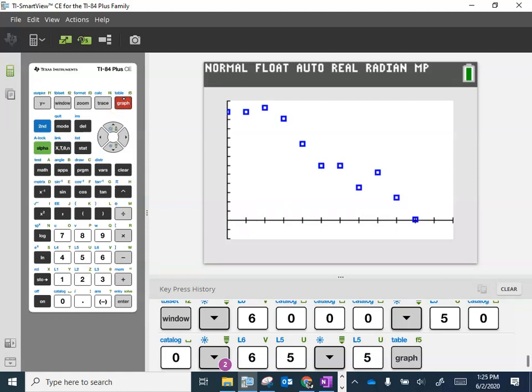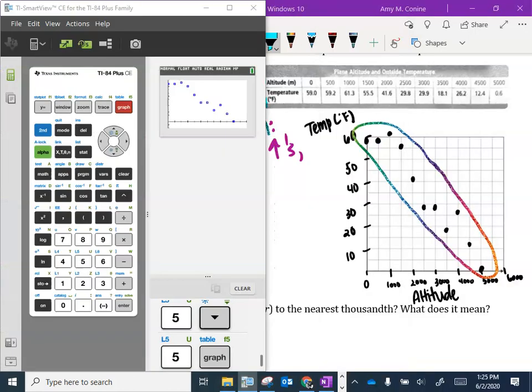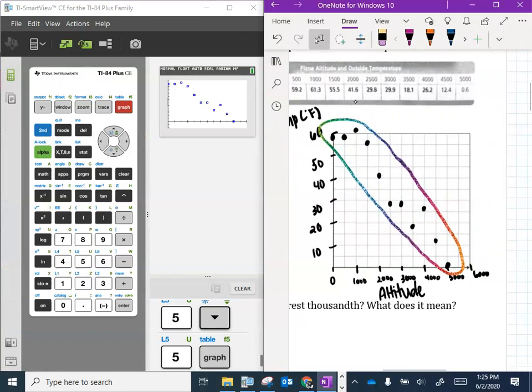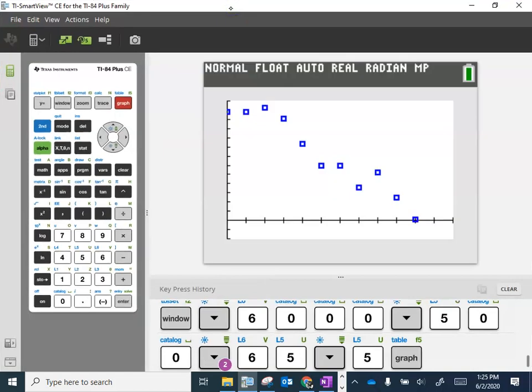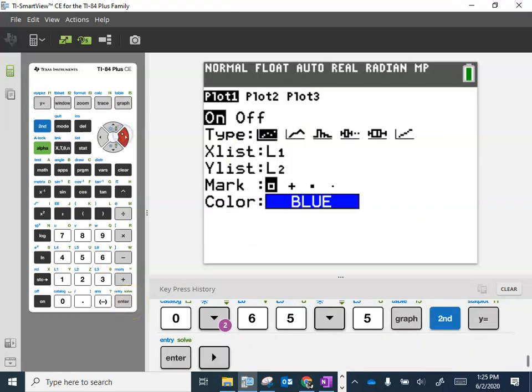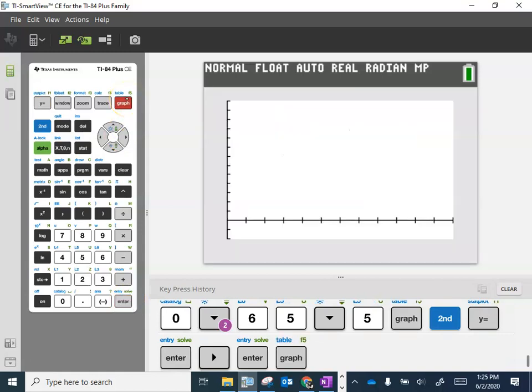Okay, so our graph should look something like this. This is what we have on our paper. So if you want to compare, this is what we have right here. Okay, they look very similar. If you want to turn off the stat plot because you're graphing lines in the y equals, you're going to hit second, y equals, and you're just going to go back in and highlight off and hit enter, and that will remove your stat plot.